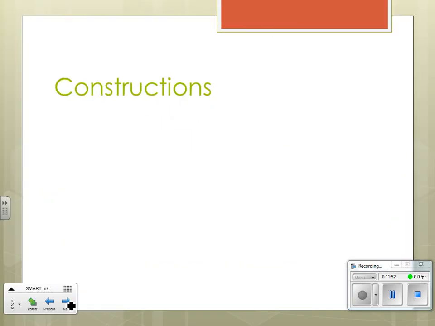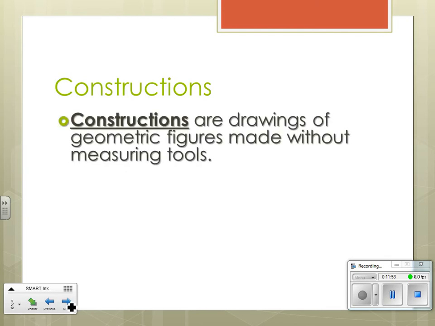Constructions we're going to talk about today, and then we'll do a few of them next time. Constructions are drawings of geometric figures made without measuring tools. Made without measuring tools. We may do one today if we have time. We'll see where we're at.